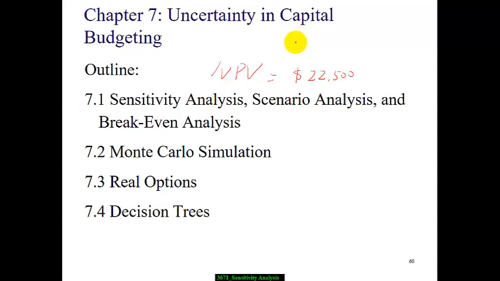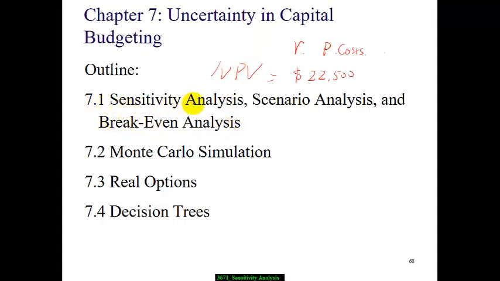We made so many assumptions: on the discount rate, the price, the sales, the costs, depreciation, and so on and so forth. We made lots of assumptions to arrive at this number. What if we made a wrong estimate? What if some of the assumptions are not good? So in this chapter, we introduce different tools to help us deal with the uncertainty in capital budgeting.